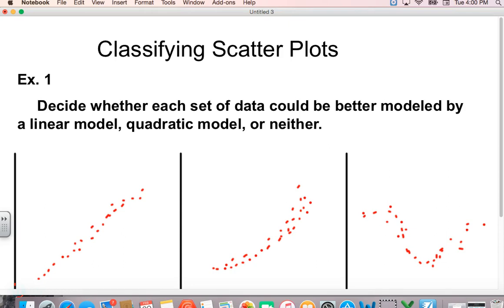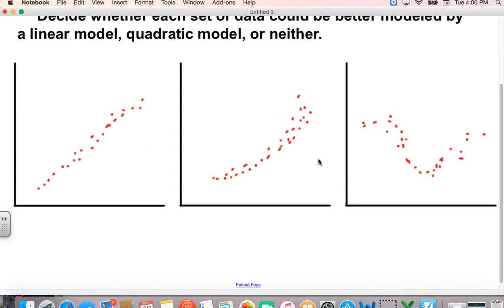So just looking at these scatter plots, we need to be able to determine whether the data is better modeled by a linear model, a quadratic model, or neither. Alright, so this first one, we just look at the points and determine, does it look like it's best modeled by a straight line, by a quadratic, which remember looks like a U shape or a parabola, or is it neither? So the first one that we've got, those dots obviously look like they're forming a straight line. So we would say that this one would be a linear model.